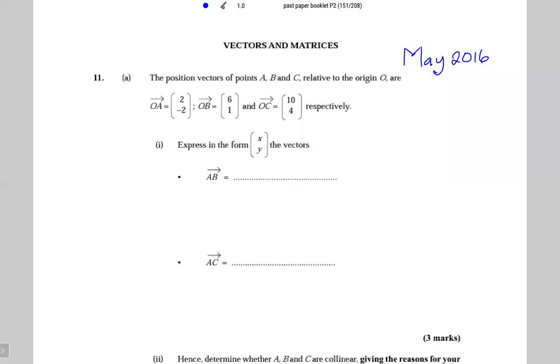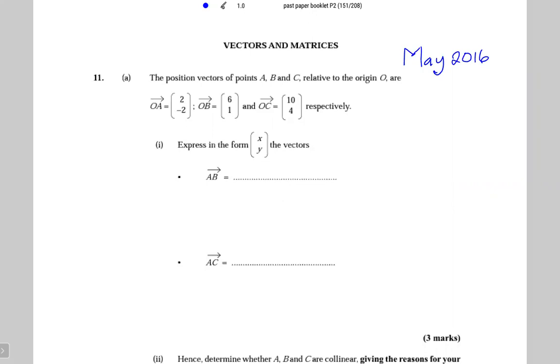All right, so this is May 2016, question number 11. Part A says, the position vectors of points A, B, and C relative to the origin are OA is (2, -2), OB is (6, 1), and OC is (10, 4), respectively. We're to express in the form (x, y) the vector AB.